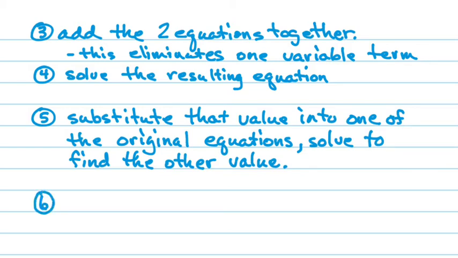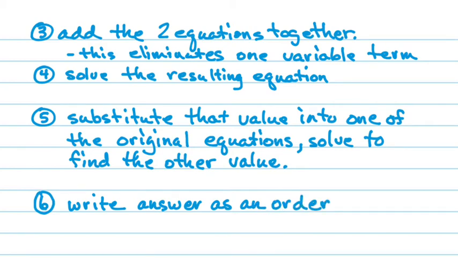And then there's one more step. You're going to write your answer as an ordered pair. And if you remember, I don't know that we've done graphing yet, but you've done some graphing in your past, that's x, comma, y. So you put your x value first and your y value second, and then enclose them in a bracket.